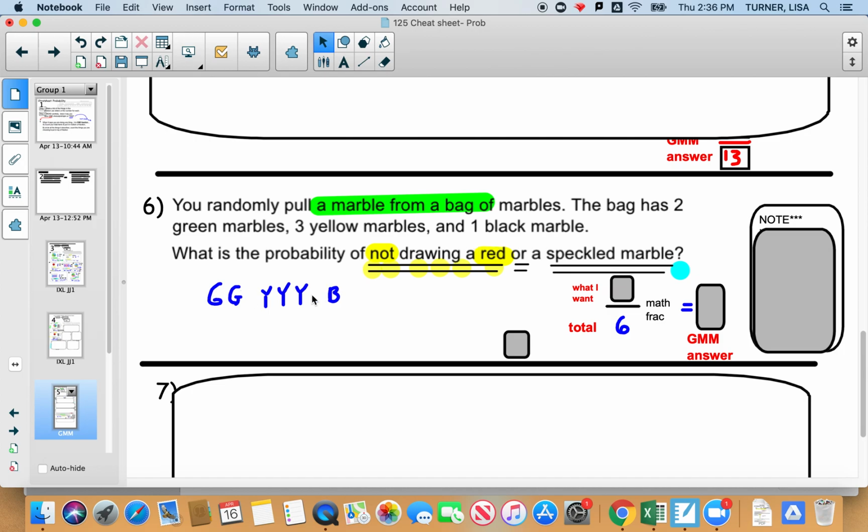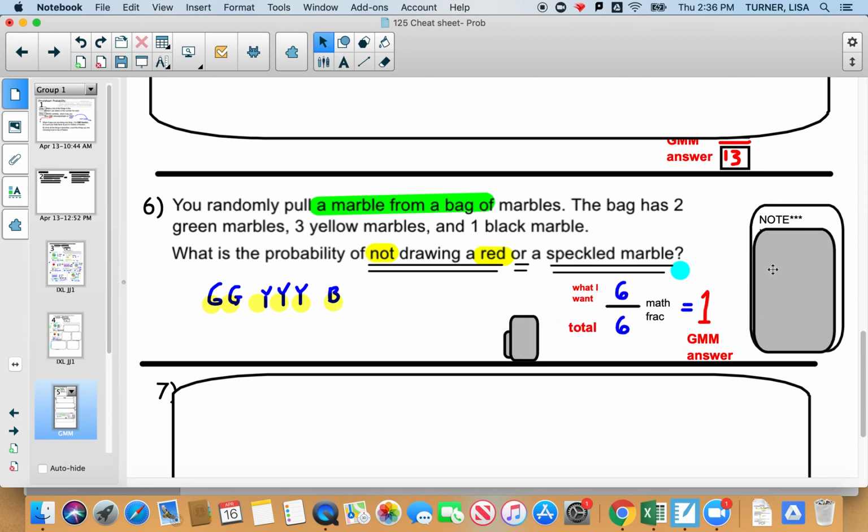Now, what is the probability, here's another or, of not drawing a red? Do you see a red? Is that not red? Is that not red? They're all not reds, right? So I can mark each one of those up as not reds. I also can mark speckled marbles. There are no speckled marbles, so I can't mark anything else up. All right, so what am I going to do? I'm going to count up what has been marked, and in this case, they all got marked by being not red, and so my total is 6 out of 6. We're not going to type that in. We're going to math frac that, divide, we get a 1. That's going to be our GMM answer.